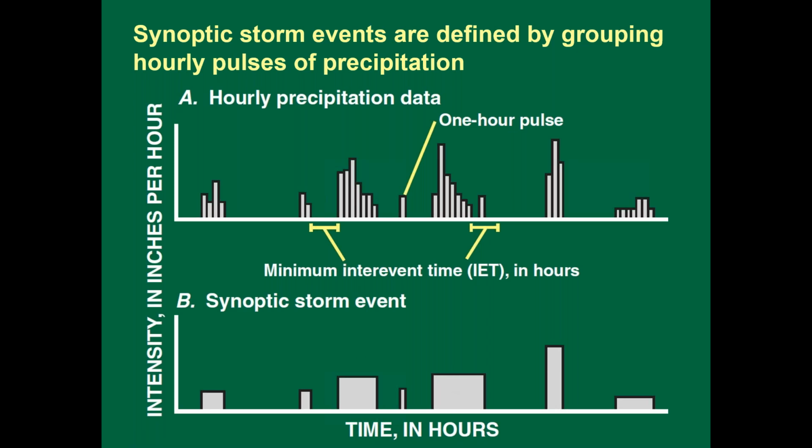So each of the bars on the bottom timeline shows a synoptic event corresponding to the cluster of hourly pulses in the upper timeline. Each event has a duration equal to the time between the beginning of the first pulse and the end of the last pulse. Each event has a volume that's equal to the sum of the precipitation that occurs in all the pulses during that event.